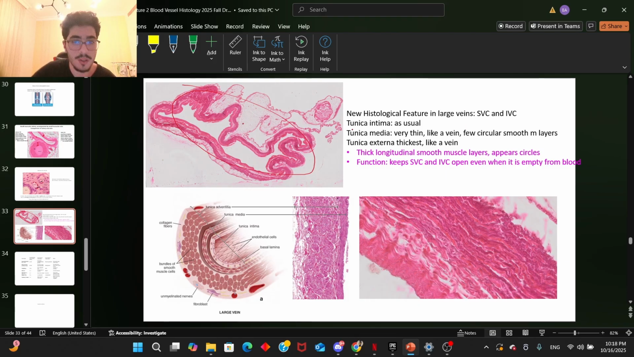So this is the tunica intima, same, okay? The tunica media is very thin. It contains fewer smooth muscle layers, and the tunica externa is going to be the thickest in the veins, okay? In the veins only. And the tunica media is going to be thicker in the arteries, okay? A thin longitudinal section appears as circles. Okay, exactly. So that's about it. I think we're done over here.